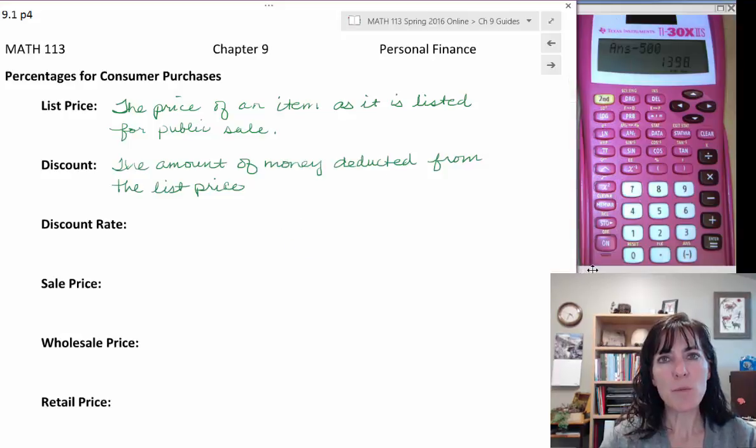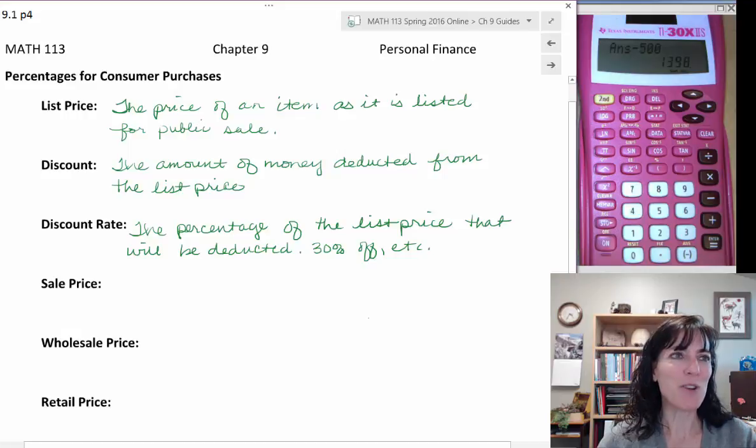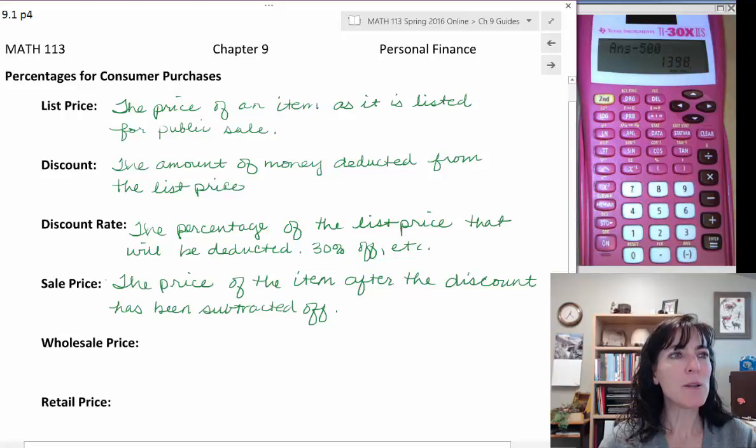So a discount is the amount of money that is going to be deducted from the list price. So the asking price minus any sale discount that they're going to give you. The discount rate is the percentage of the list price that will be deducted. For example, 30% off, 40% off, etc. Or my favorite, 70% off. The sales price is the price of the item after the discount has been subtracted off. So that's the price that you're going to pay for that item when it's on sale.